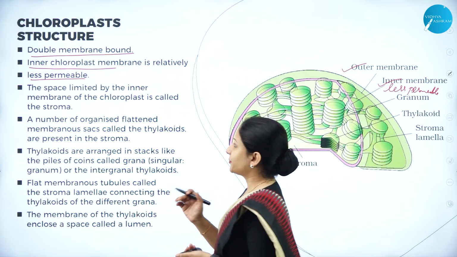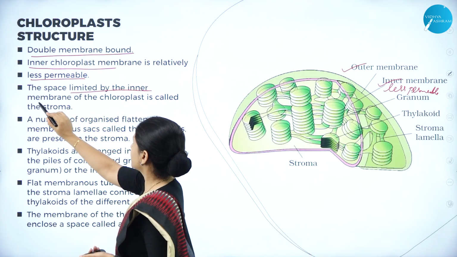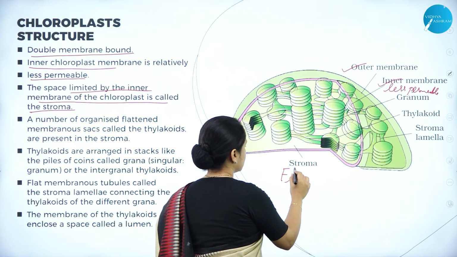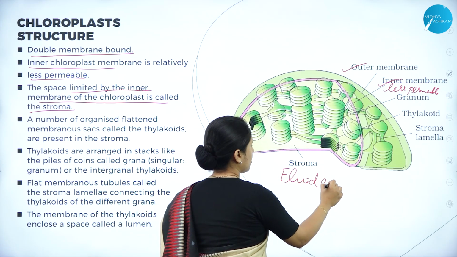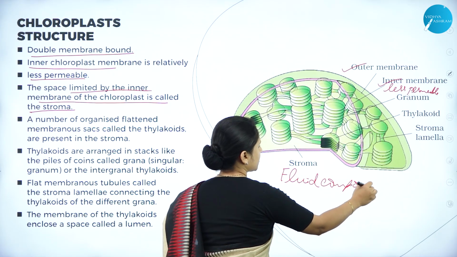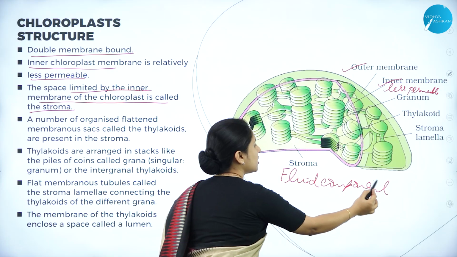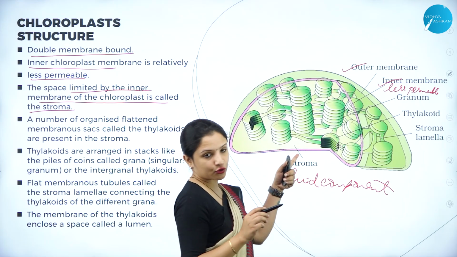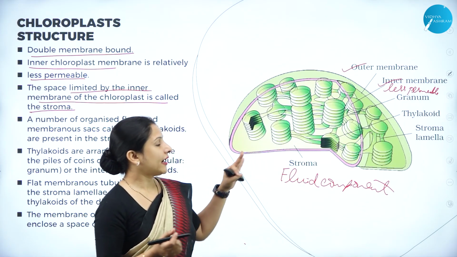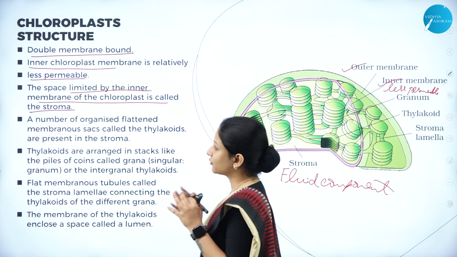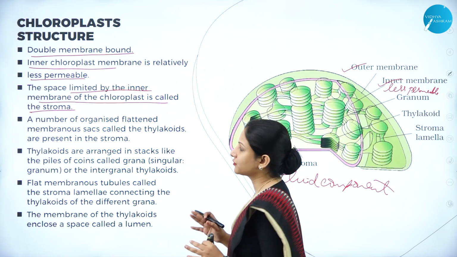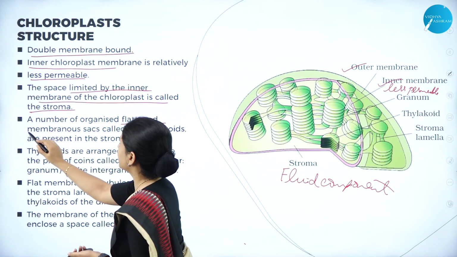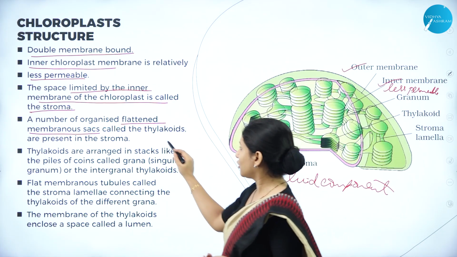And there is a space which is limited by the inner membrane of the chloroplast and it is called the stroma. So stroma is nothing but a fluid matrix, fluid component. We can call it a component because matrix is the term given in mitochondria. So how matrix is a fluid component in mitochondria, same way in chloroplast we have the stroma. They are granular in nature and it is present towards the inner membrane. So the chloroplast is filled with the fluid component which is called the stroma, and in the stroma there are a lot of flattened membranous sacs, and these membranous sacs are called thylakoids.